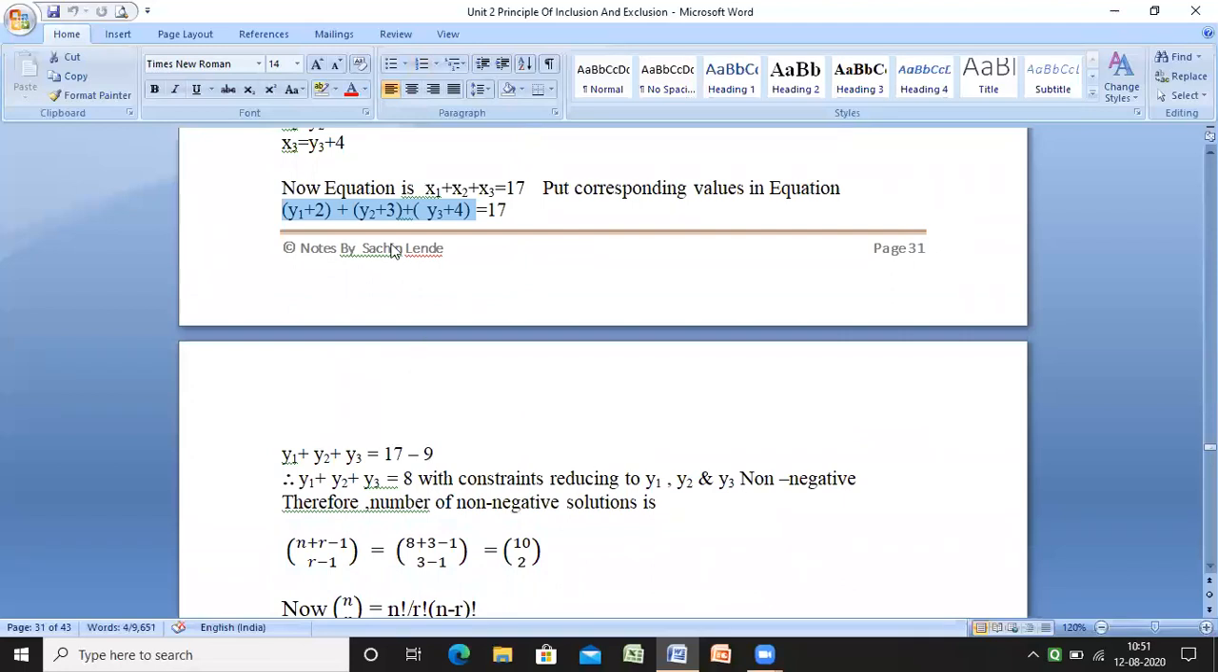So what we get is the summation of 2 plus 3 plus 4, which is 9. So y1 plus y2 plus y3 equals 17 minus 9, since the 9 goes to the right hand side and the plus symbol becomes negative. The value we get is y1 plus y2 plus y3 is equal to 8. So here the terms are 1, 2, 3, y1, y2, y3, and the value is equal to n. That means n equal to 8.